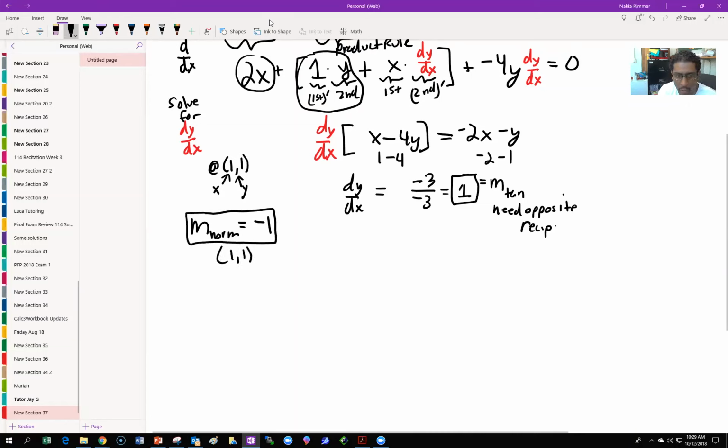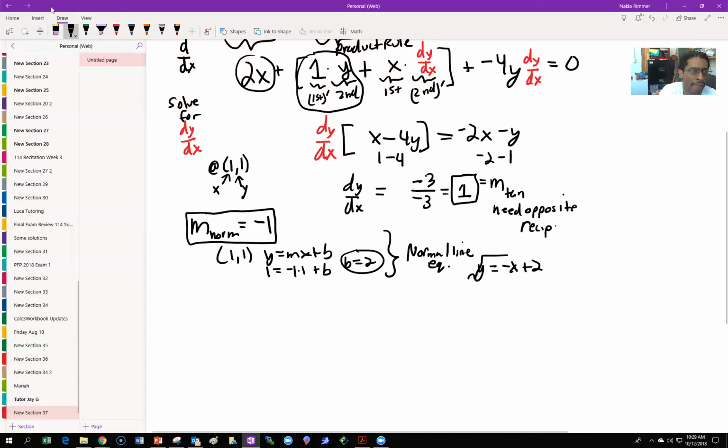So our normal line slope is -1. It goes through the point (1, 1). Let's just use y equals mx plus b. 1 equals -1 times 1 plus b, so b equals 2, giving us our normal line equation to be y equals -x plus 2. Okay, great.